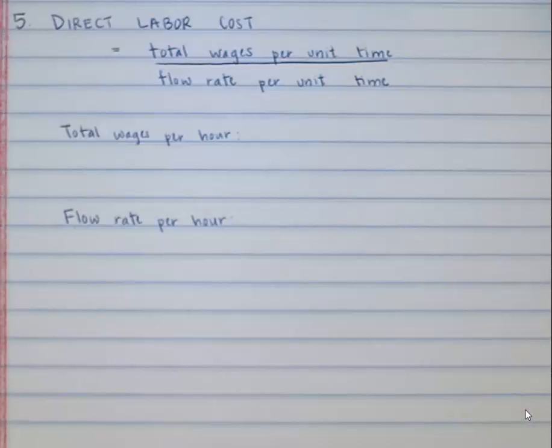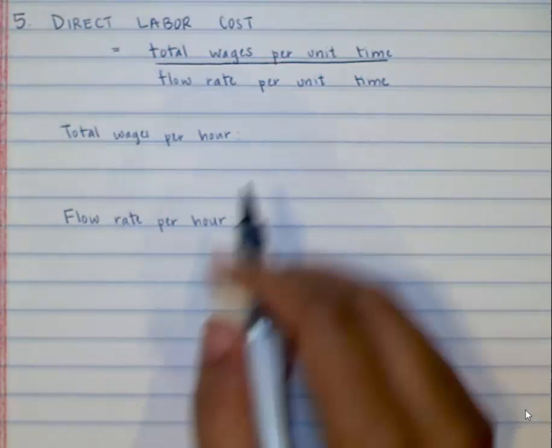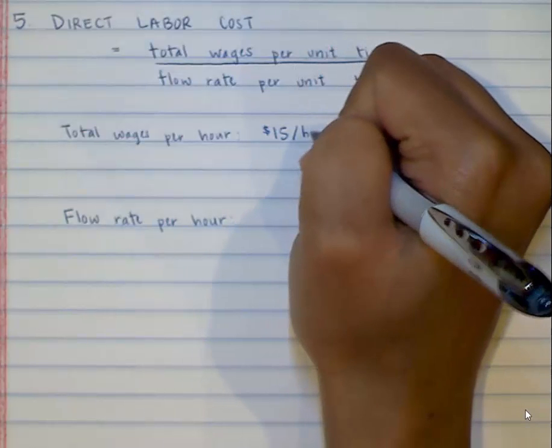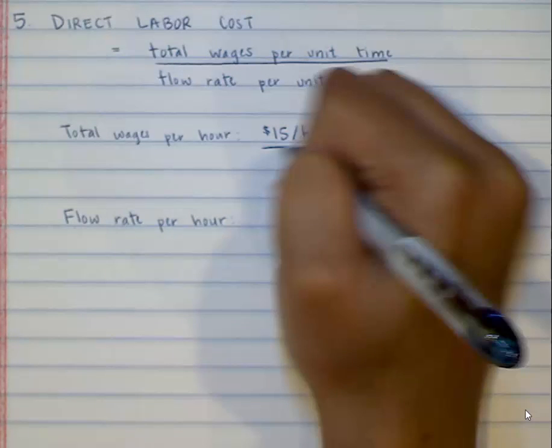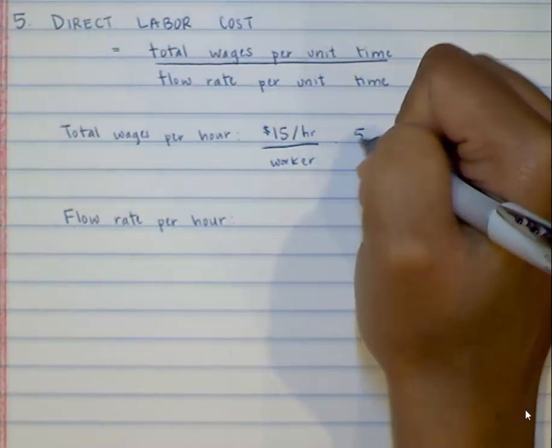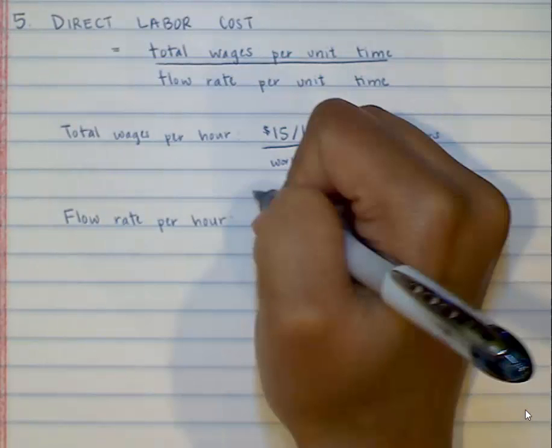Finally, the last question asks us about the cost of direct labor. The definition of this is total wages per unit time over flow rate per unit time, where unit time is hour. Now, total wages per hour is given by $15 per hour per worker times 5 workers. And this equals $75 per hour.